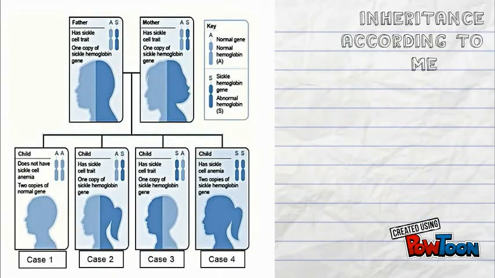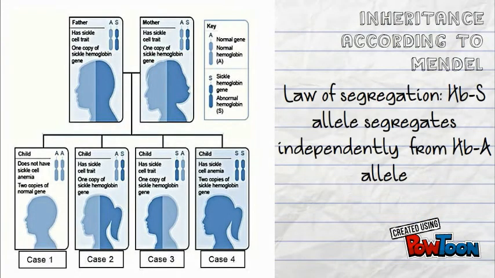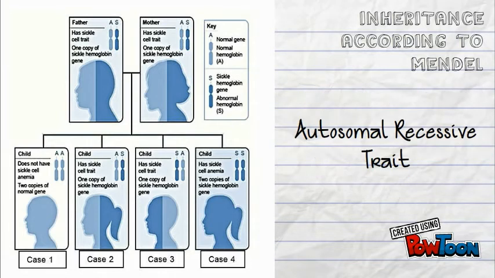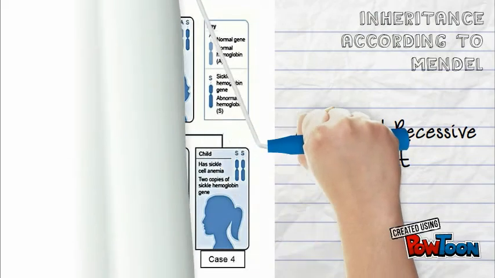Using Mendel's law of segregation, the hemoglobin S allele segregates independently during gamete formation to randomly unite with another parent's allele at fertilization. Since SCD is an autosomal recessive disorder, a zygote has to receive a hemoglobin S allele from each parent to have SCD.